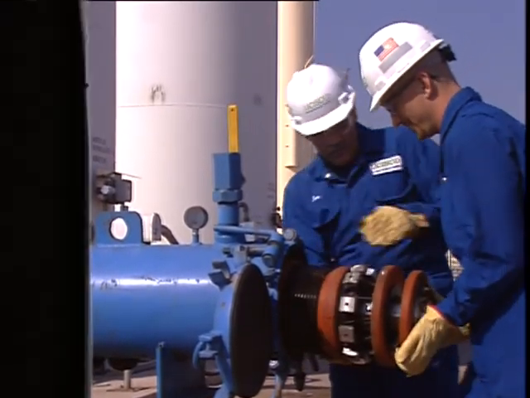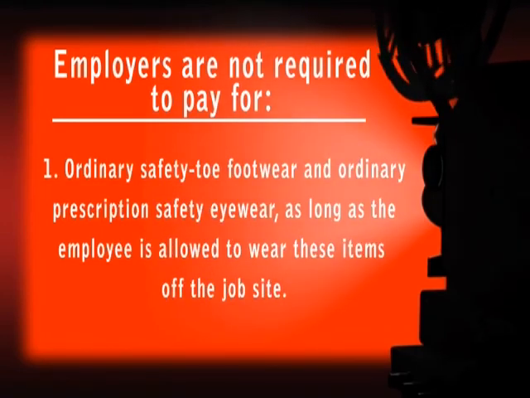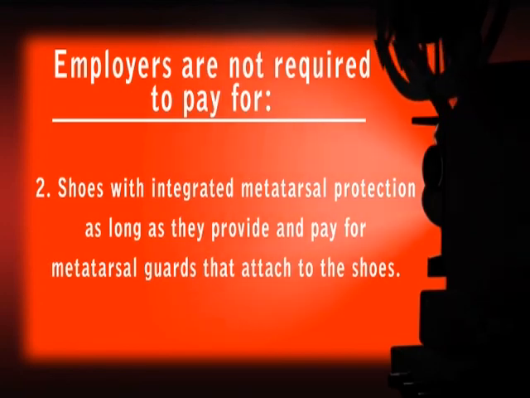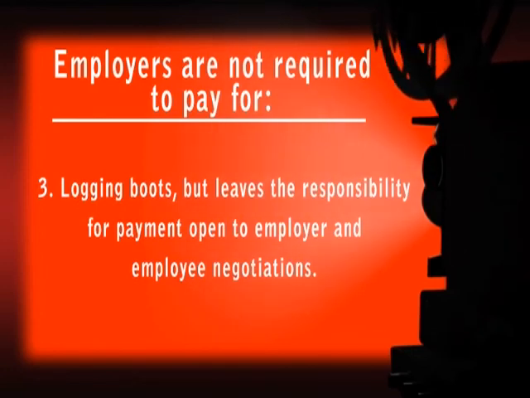Protective equipment employers are not required to pay for: ordinary safety toe footwear and ordinary prescription safety eyewear, as long as the employee is allowed to wear these items off the job site; shoes with integrated metatarsal protection, as long as the employer provides and pays for metatarsal guards that are attached to the shoes; and logging boots, though OSHA leaves the responsibility for payment open to employer and employee negotiations.